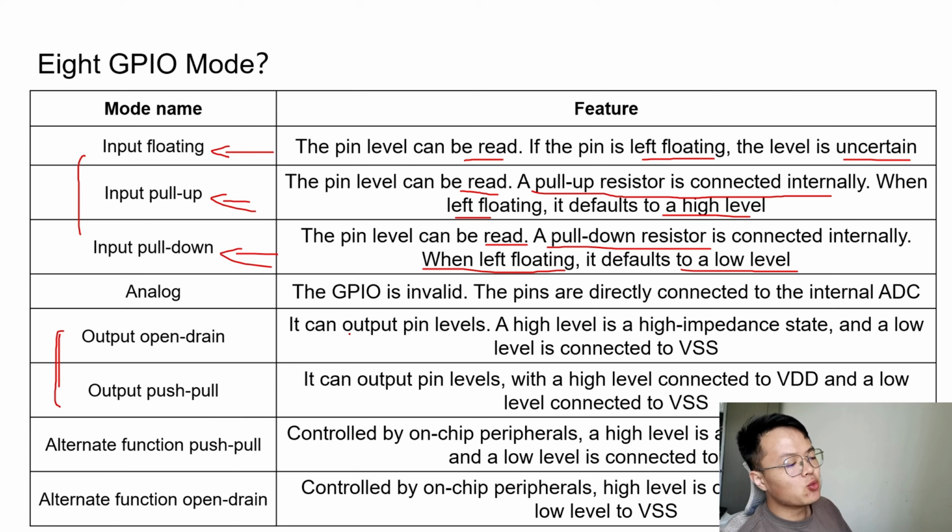The same is that they are all output pins. The difference is that a high level is a high impedance state for output open drain. And for output push-pull mode, a high level is connected to VDD. This is different. And the same is that a low level is connected to VSS in both. Let me check the reference sheet.